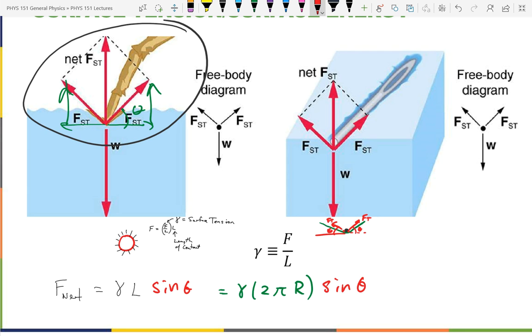So that's how a skeeter eater can stand on water. It's totally cool in my opinion. That's why a needle can float on water. Clearly a steel needle, a solid steel needle, should sink. And if you submerge it, it will sink. But it will float on the water.